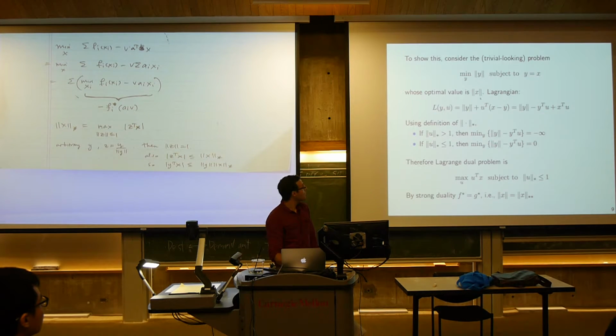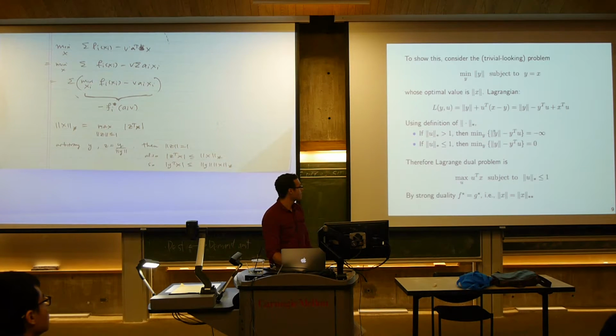The Lagrangian is just the criterion plus a dual variable u transpose times x minus y, which I'm writing as the norm of y minus y transpose u plus x transpose u. Now I want to minimize the Lagrangian over all y to get the dual function. Remember, x is fixed here, and y is my primal variable. That's how I define the dual function.